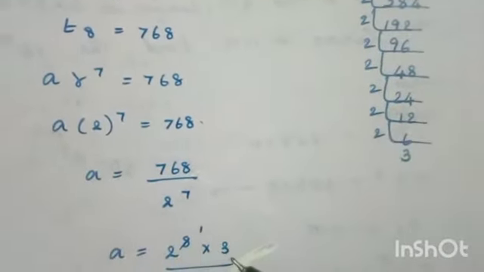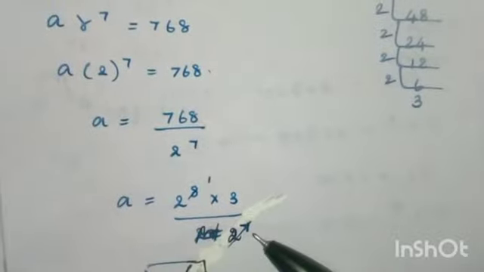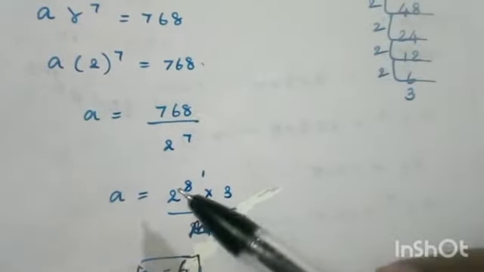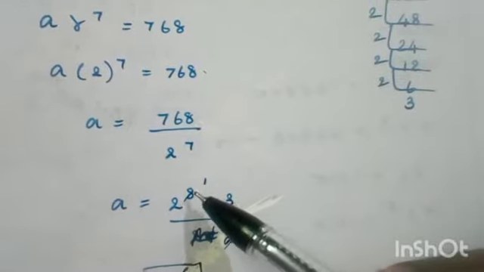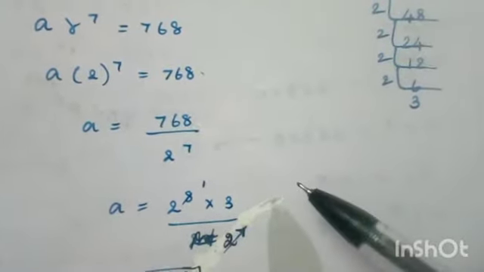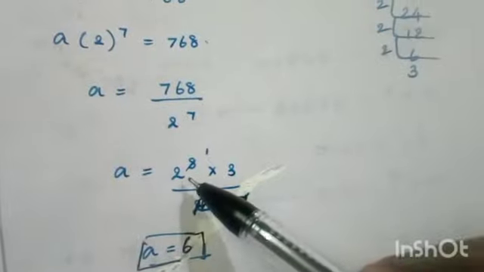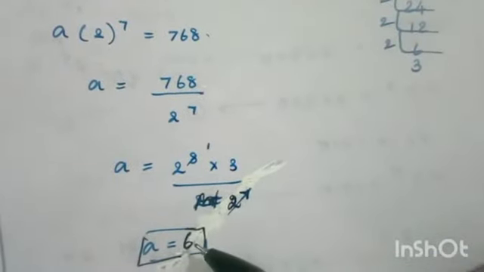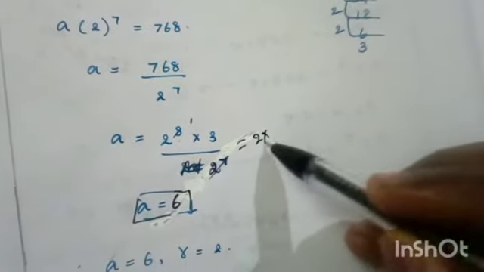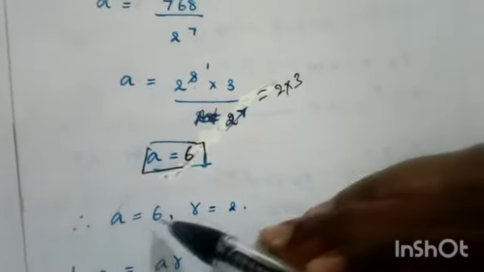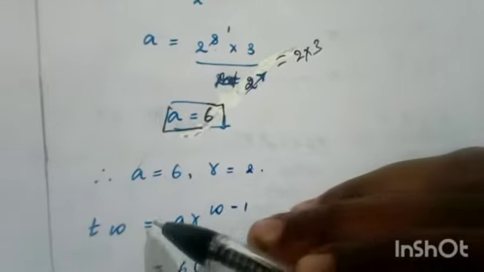It is 2 power 8 into 3 by 2 power 7. Here 2 power 7 and 2 power 8 cancel. For 7 times it is removed, so remaining 1 into 3. So a equal to 2 into 3, that is equal to 6. So a equal to 6, r equal to 2. The 10th term we want to find.